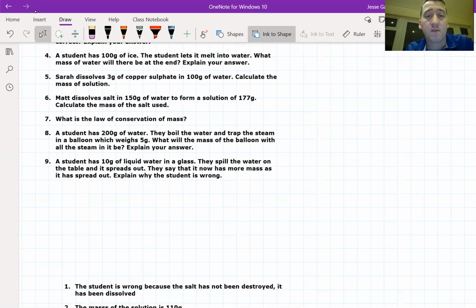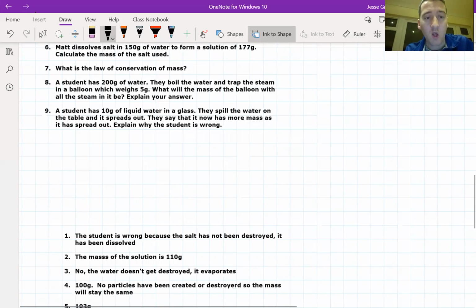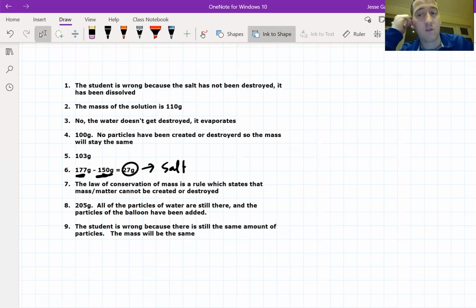Number 8 was maybe a little bit tough as well. A student has 200 grams of water. They boil the water and trap the steam in a balloon, which weighs 5 grams. What will the mass of the balloon with all the steam in it be? Again, my answer here is the mass will be 205 grams.